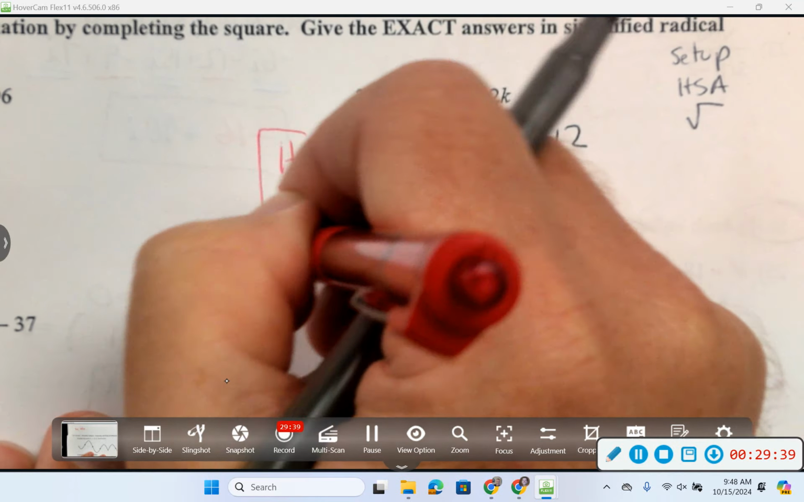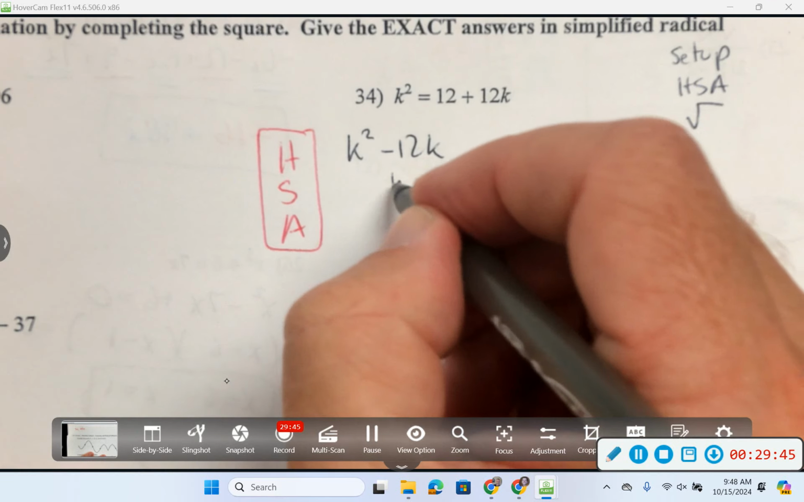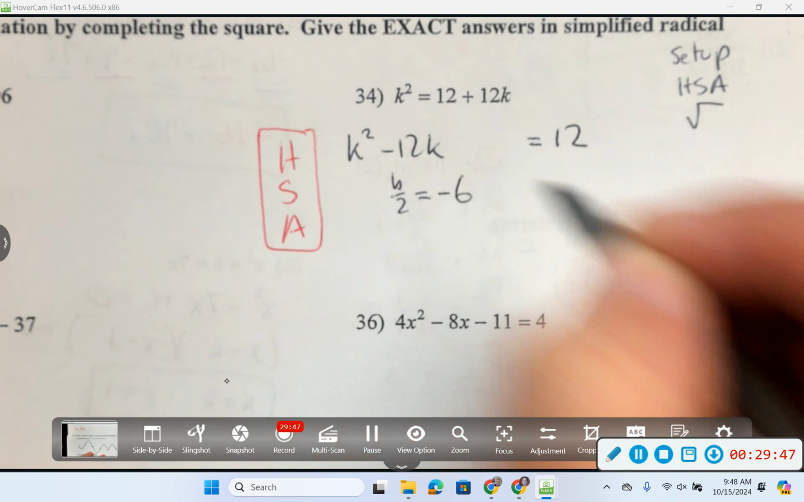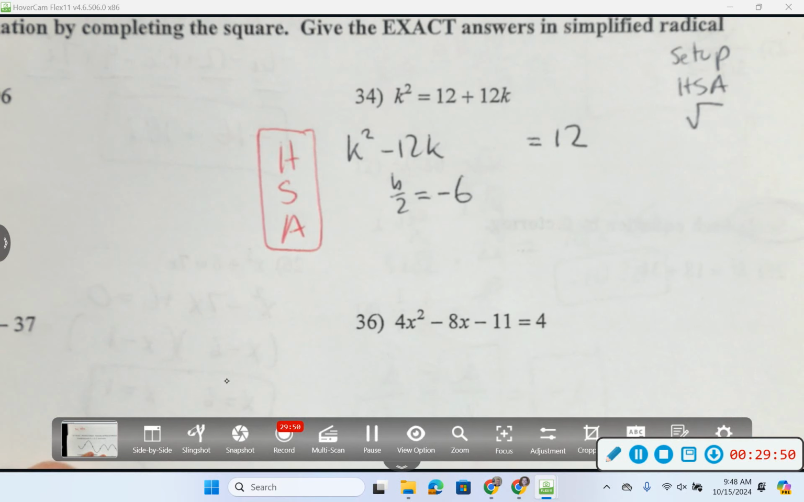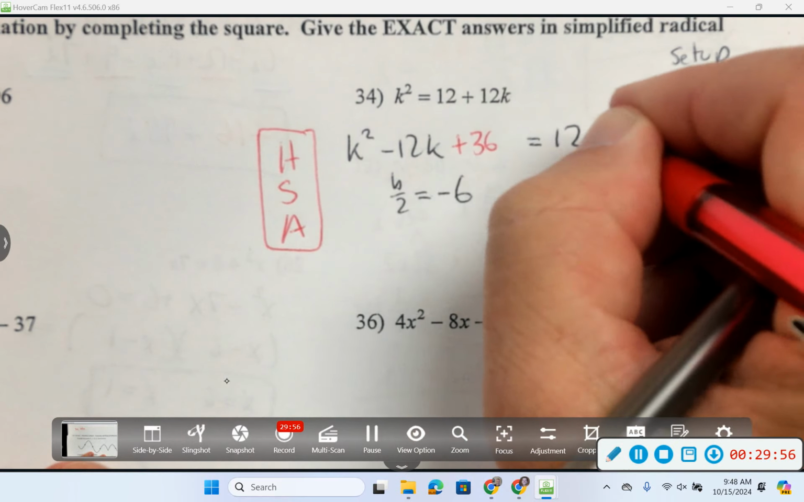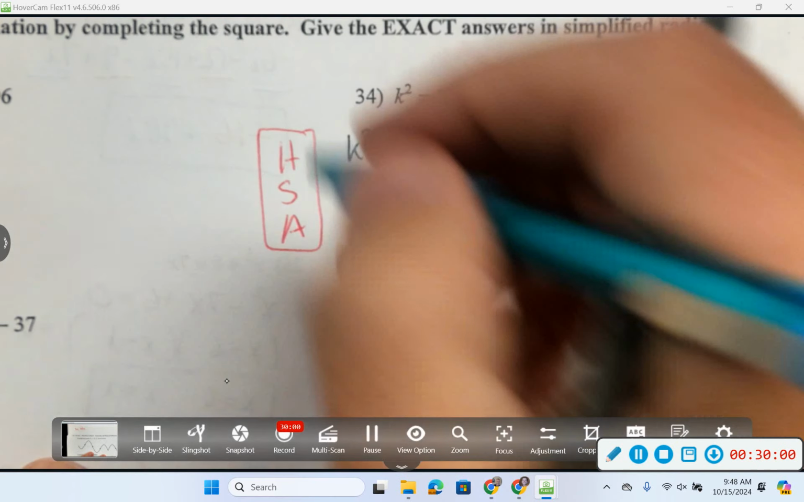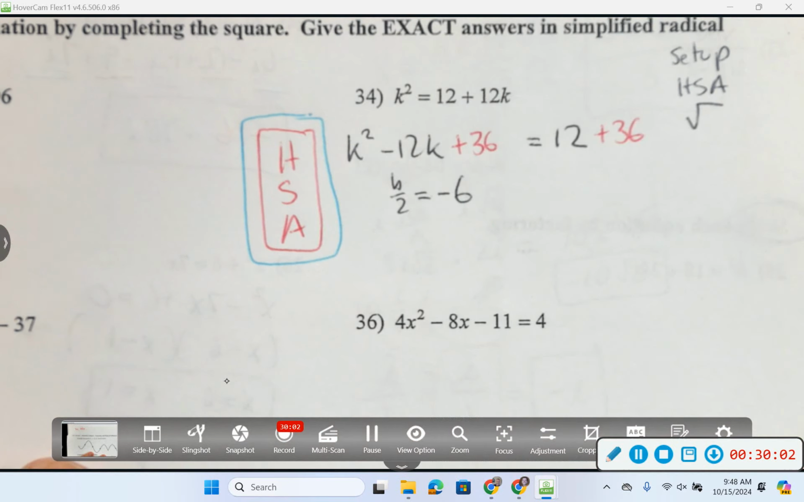All right, what does HSA stand for? Half it, square it, add it. Half of what? Half of b. And then square that, we get 36. And then add 36 to both sides. That's the heart of the method right there, is that half it, square it, add it. Usually if you can remember that, you can figure out the rest.